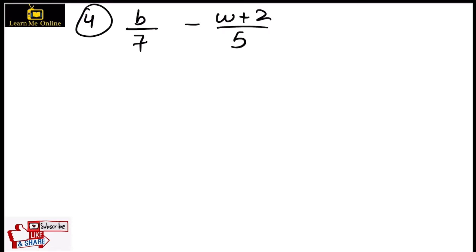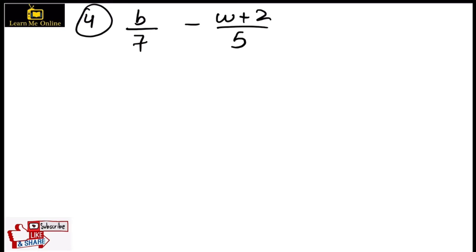Now here's the next example, which is example number 4. The example number 4 would be b over 7 minus (w plus 2) over 5. Now we are having two fractions, and between them is a takeaway sign. Whenever there's a takeaway sign between the two fractions, you need to be more careful, and whatever you're writing down, make sure you're writing it down in a bracket form to avoid any sort of sign mistake.